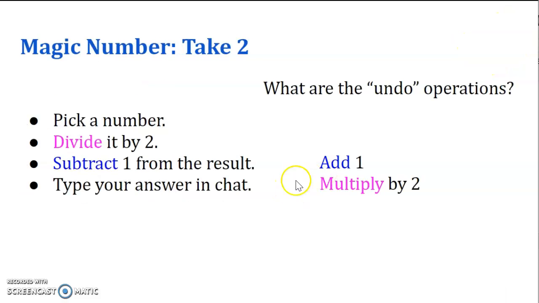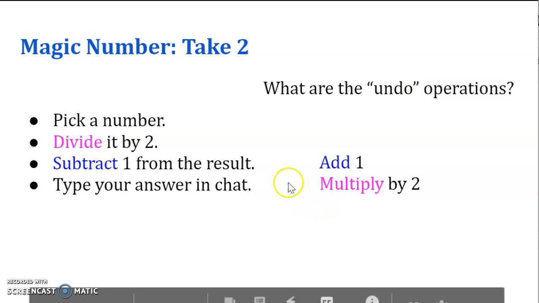Okay, so what did I do? Notice the order. When I am undoing things, I don't undo them in the order that I did them. It's actually in the reverse order. So what was the last thing that I did? I subtracted 1. So how can I undo subtract 1? I add 1 to the number. How can I undo divide by 2? What is the opposite of dividing? It's multiplication. So instead of dividing by 2, I am going to multiply the result by 2.